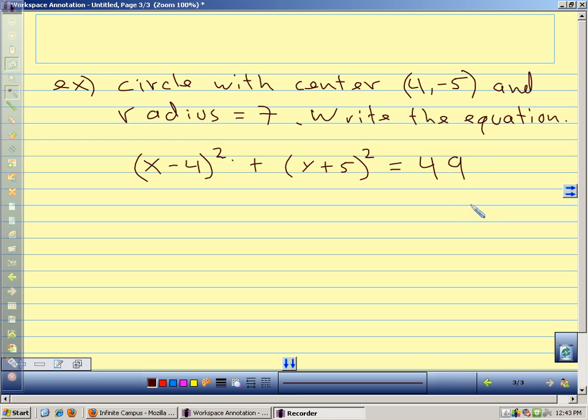Questions on that example? All right, I want to look at one more example just to make sure that this is making sense. Let's say we have x plus 3 squared plus y squared equals 15. This is our circle, and we want the center and the radius.